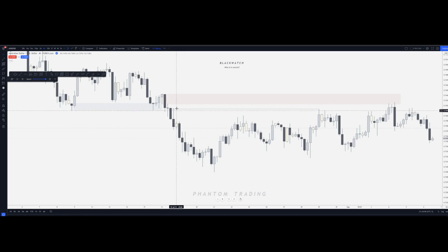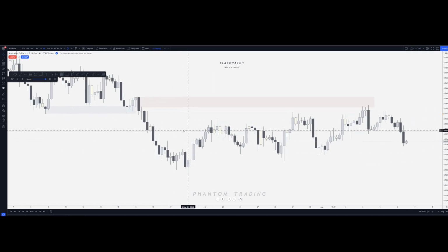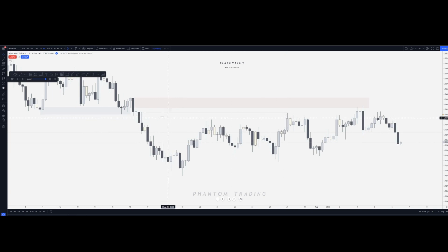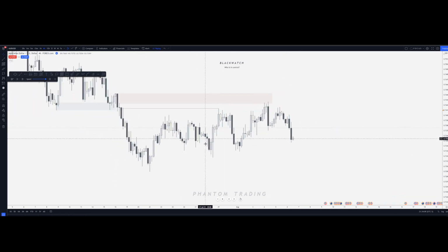There's probably a really nice entry in here for this short, but you can see that price came in to mitigate whatever it left here, and then it pushed down. Now ultimately demand held, price did not break the low. We still have this really valid POI up here, so shorting from this area probably would have been pretty nice.